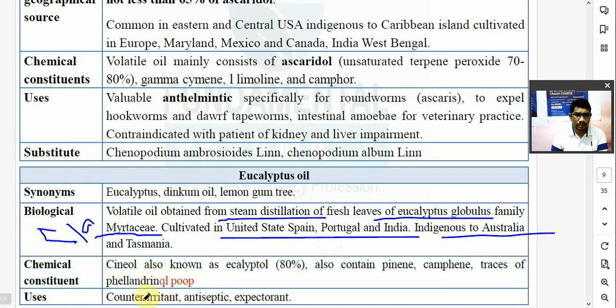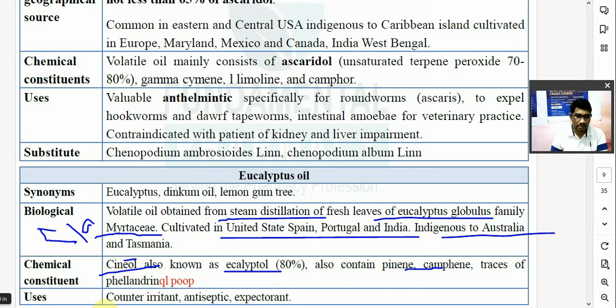Now, chemical constituent. The main chemical constituent is cineol, which is also known as eucalyptol, and it is 80%. Out of the oil, what will be 80%? Eucalyptol. So 80% eucalyptol is present in eucalyptus oil. Cineol is also known as eucalyptol, the main constituent. In addition to that, it consists of pinene, camphene, and traces of phellandrene.